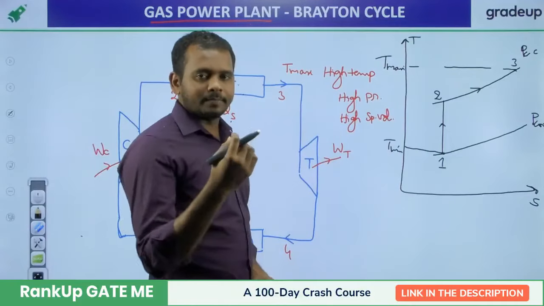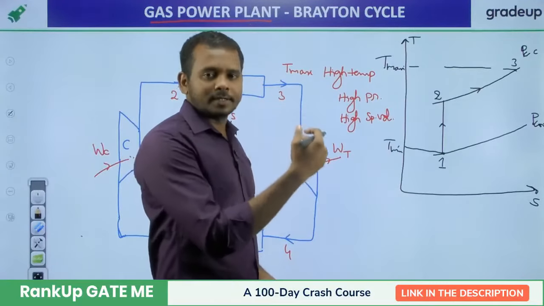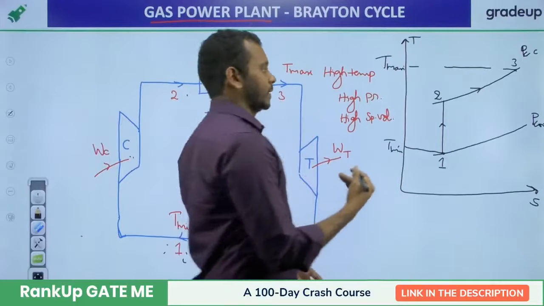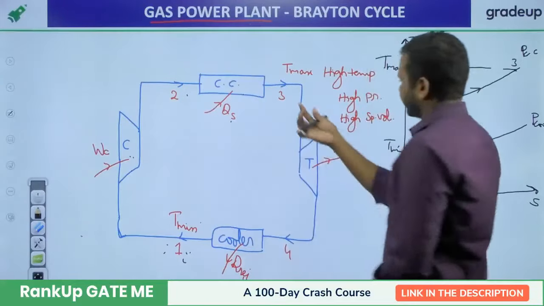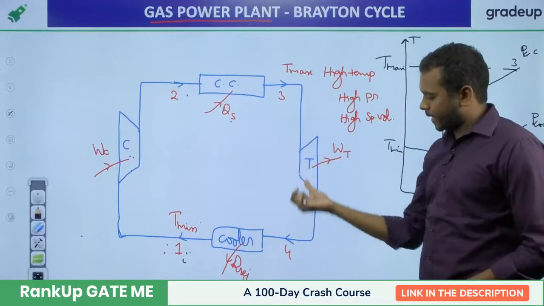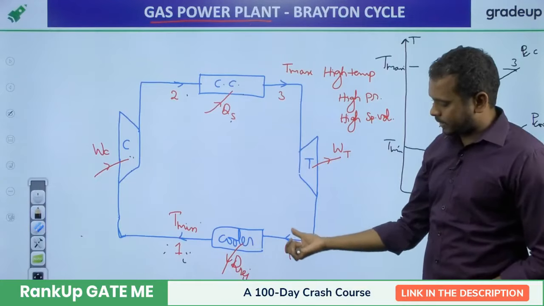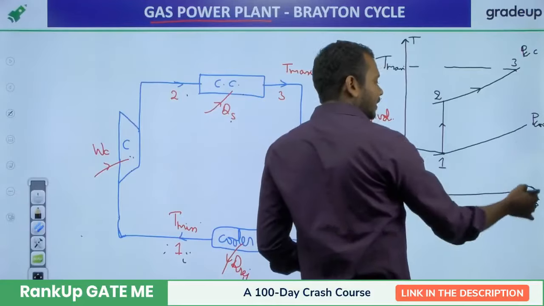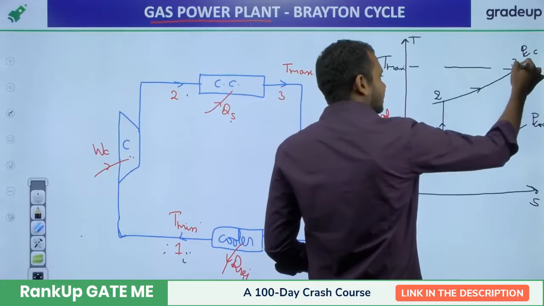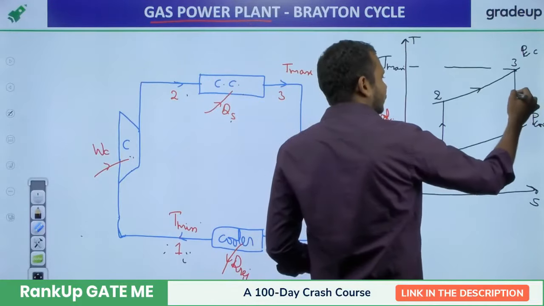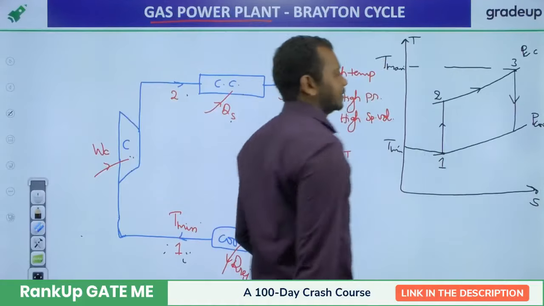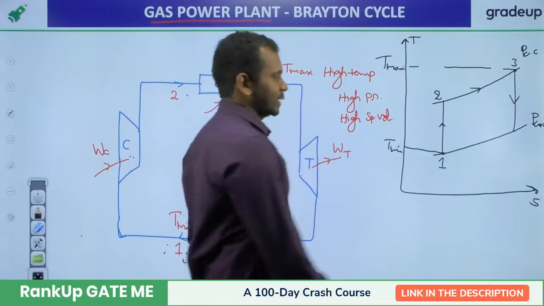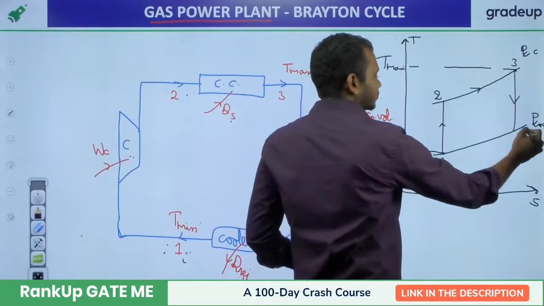With the state 3, it enters the turbine and it expands isentropically to cooler pressure. Let's say that is the state 4. So it expands isentropically. Again, we have entropy on x-axis. Therefore, the isentropic process takes a vertical line. Now let us say that this is the state 4.